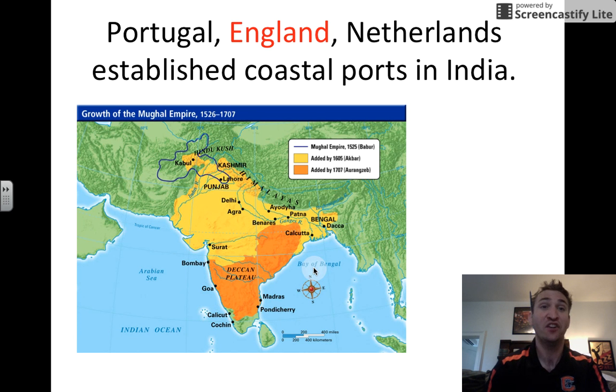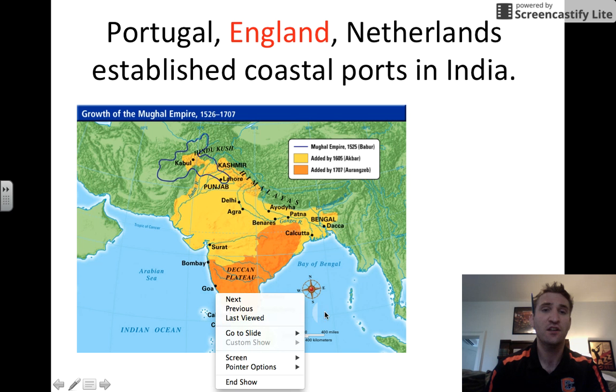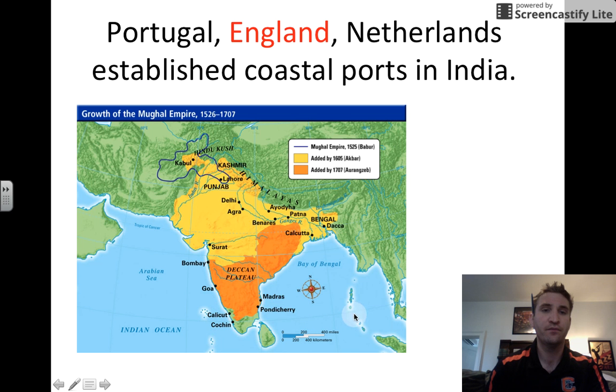Portugal, England, the Netherlands were all 3 European powers that established coastal ports in India. You see along the coast here, from Surat, Bombay, Goa, Calcutta, Cochin on the west, to Pondicherry and Madras on the east. These were all port cities where European merchants traded.